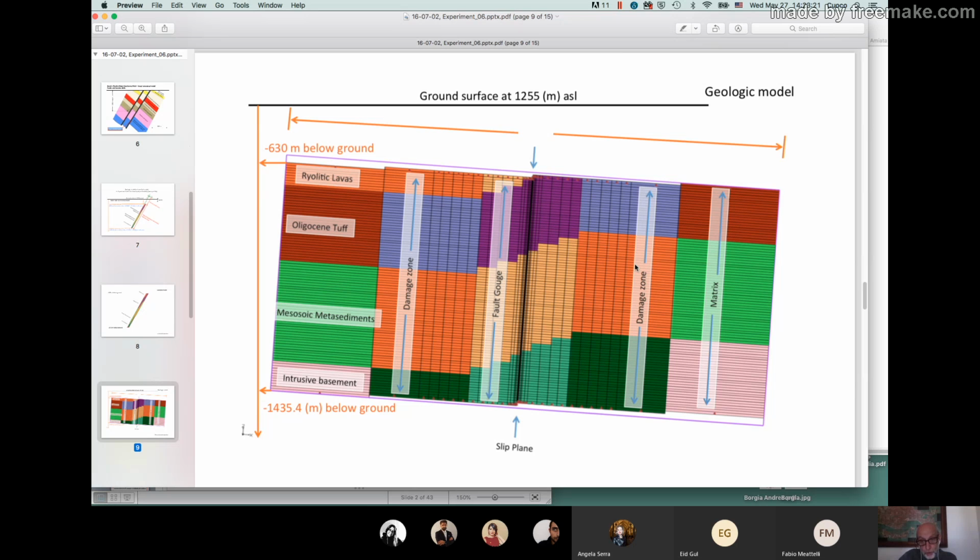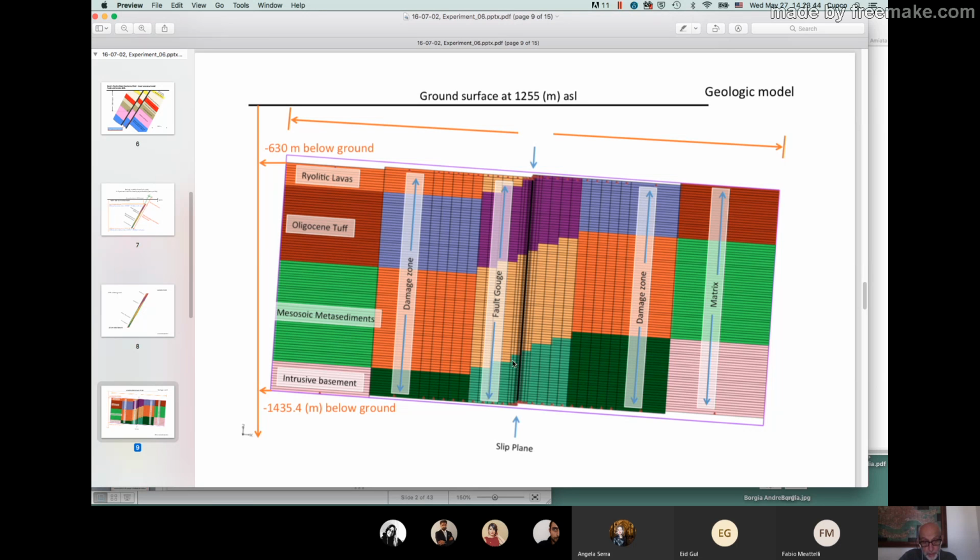Again, you have a fault gauge and a matrix on the right-hand side of the fault again. The fault here doesn't look like it is at 60 degrees, but this is just an effect of enhancing the X direction of the system.